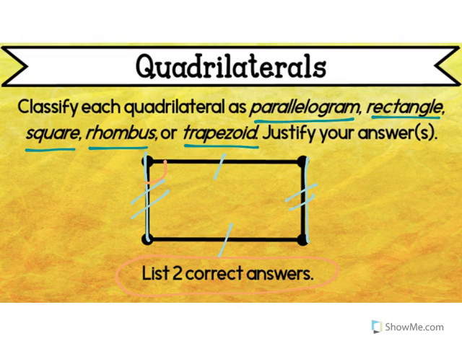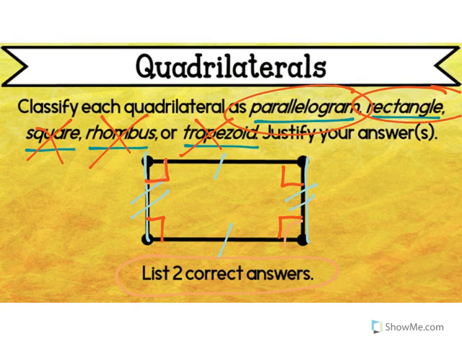Is this angle equal to this angle? Yes. They're both right angles. This angle and this angle are too. So it is a parallelogram. Is it going to be a square? No, it's not. And we also know it's not going to be a trapezoid because there's 2 pairs of parallel lines. It's not going to be a square because not all the sides are equal. But that would also disqualify a rhombus. So it has to be a rectangle and a parallelogram because there are 4 right angles and the opposite sides are equal to each other.